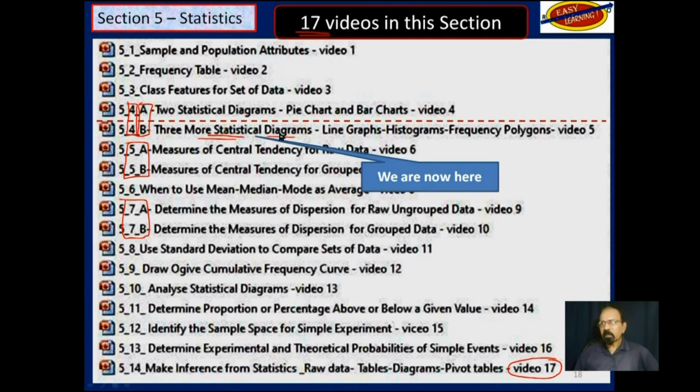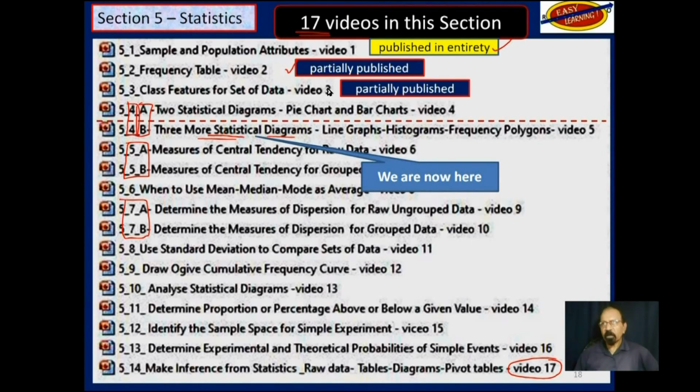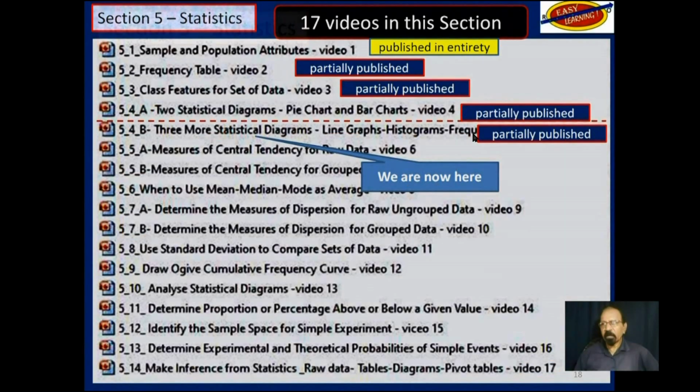where we are dealing with 3 more statistical diagrams. This one has already been published in its entirety. That one is only published partially. This one only published partially. This one only published partially. This one that I am doing right now, video 5, when it is finished, will only be published partially as well. So we are now here. We are going to look at line graphs, histograms, and frequency polygons.